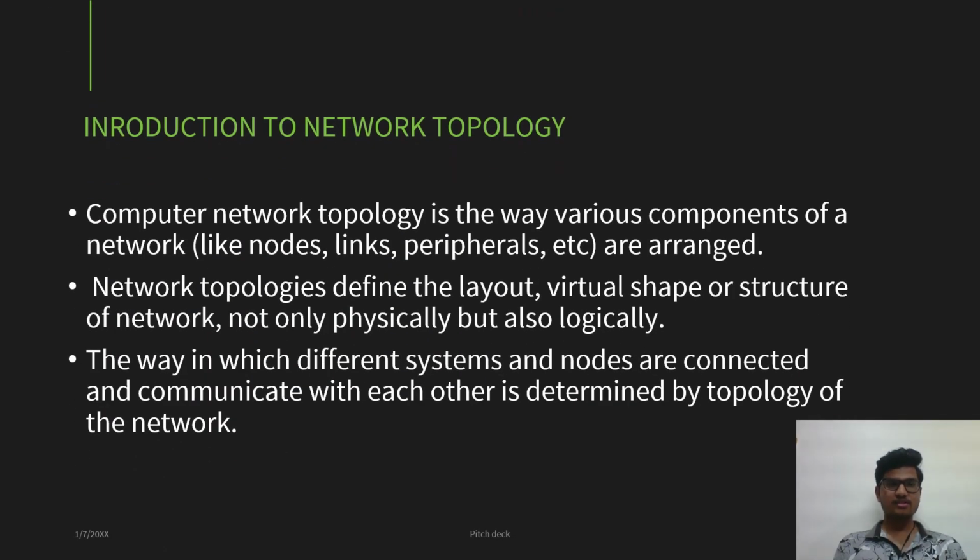First, coming to the introduction, computer network topology is the way in which various components of a network, like nodes, links, or peripherals, are arranged together. Network topologies define the layout, virtual shape, or structure of the network, not only physically but also logically. The way in which different systems and nodes are connected and communicate with each other is determined by the topology of the network.